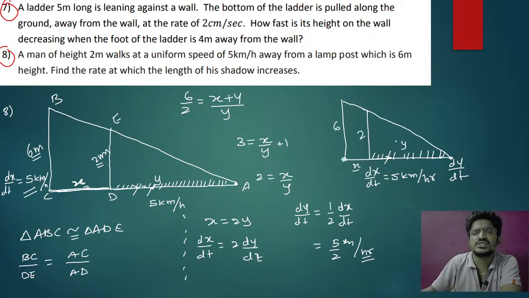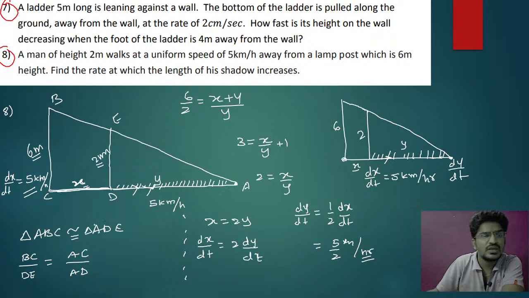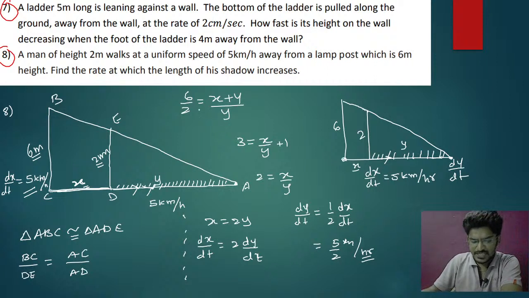This is 2, this is 6. Here there are two triangles, so they are similar. So BC divided by DE will be equal to complete AC divided by AD. You take that, 6 by 2 will be equal to AC, that means x plus y, divided by AD, it is y. So 6 by 2 is 3. 3 will be equal to x plus y by y. If you separate the terms, y by y is 1. Take 1 to this side, it will be 2 equal to x by y. Calculate it, x equal to 2y, differentiate it, put the value, you will get the answer.